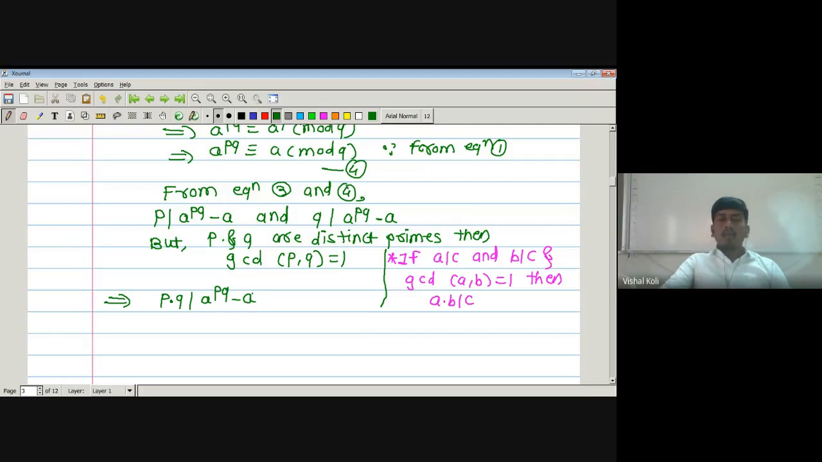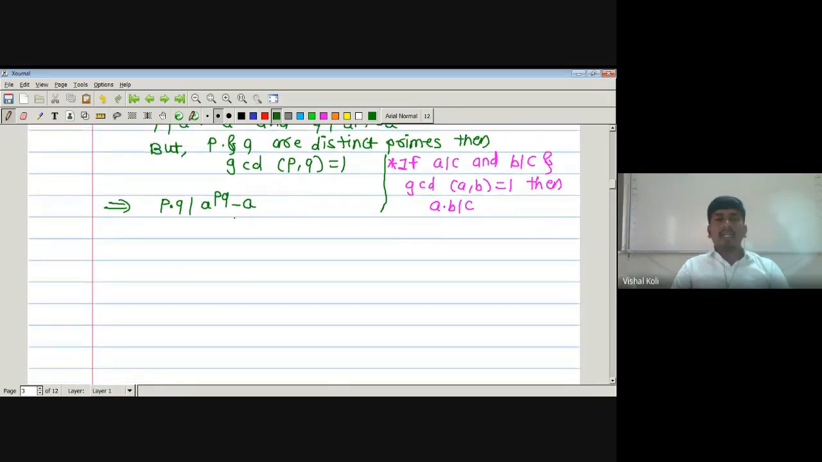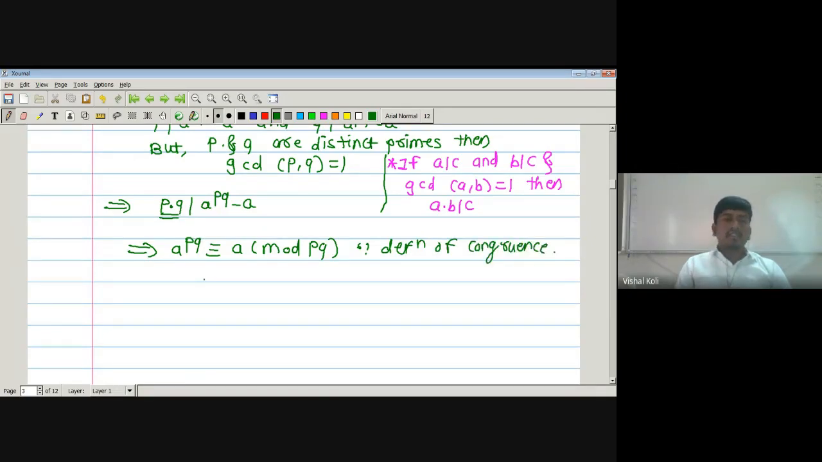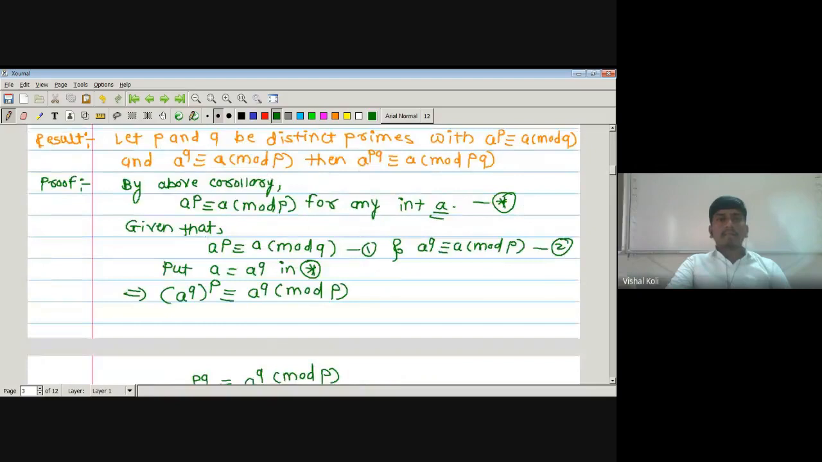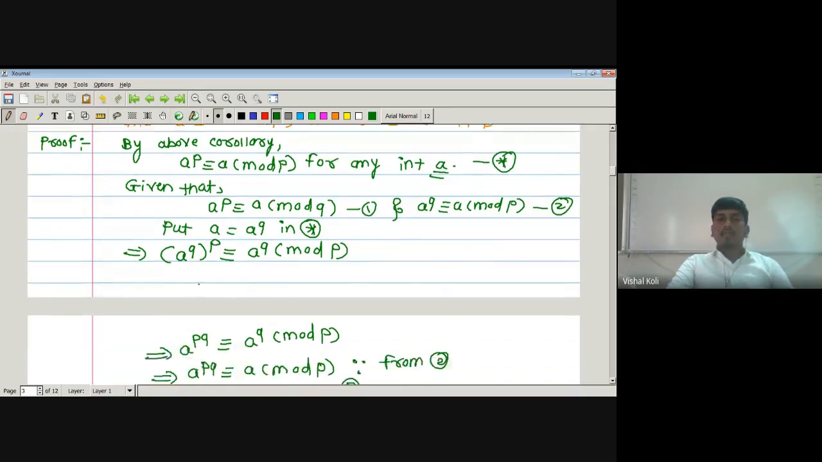Now here we just have to use the definition of congruence. That is, the integer pq divides the difference of two integers a to the power pq minus a, which implies a to the power pq is congruent to a modulo pq, which is from the definition of congruence. And hence the required result. That is what we had to prove: if p and q are any distinct primes with a to the power p congruent to a modulo q and a to the power q congruent to a modulo p, then a to the power pq is congruent to a modulo pq, and that is the result.